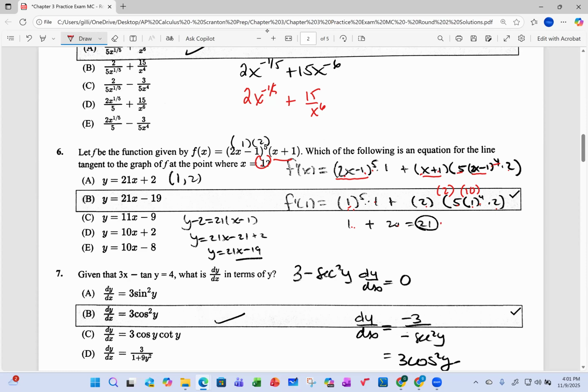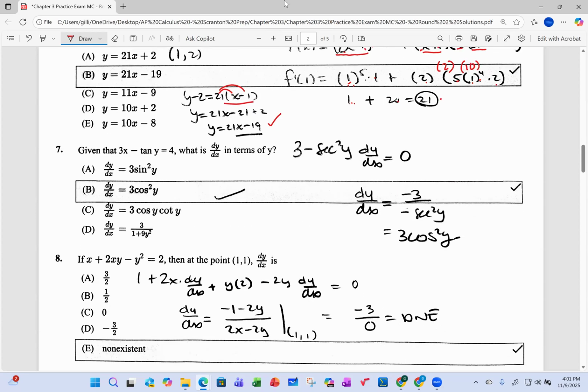When x is 1, I got to put this into here to get y. And I got y to be 2 there. So my setup would be y minus 2 over x minus 1 equals my slope, which is 21. Cross multiply, and I'll get y minus 2 equals 21 times x minus 1. Distribute, and then add the 2 over, and that's what I get.